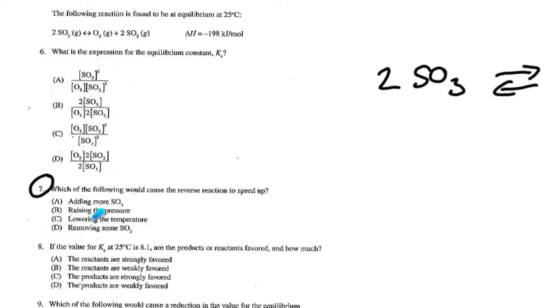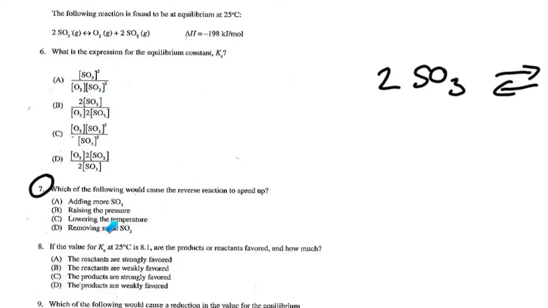Raising the pressure. Well, if you increase the pressure, it's going to shift to the side where there's less moles of gas because it's going to try to decrease that pressure. And so it's going to shift left. No, actually it won't. Well, yeah, well, there's 2 moles of gas. Over here there's 3 moles of gas. So it's going to shift left. So that might be the answer. B could be. Let's see.